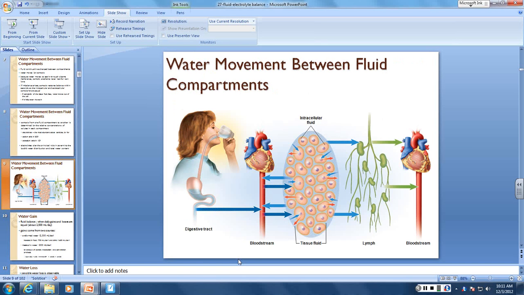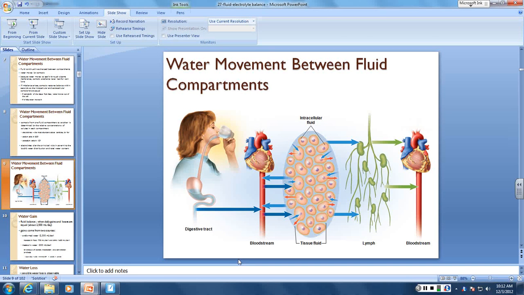Actually, I wanted to show you on this one. So when you look at this slide, what it's showing you is that water moves between these various compartments. So spend time looking at this and making sense of it. We bring water into the body when we drink, correct? So drinking water ends up in our digestive tract, but it's immediately absorbed into the what? Into the bloodstream.